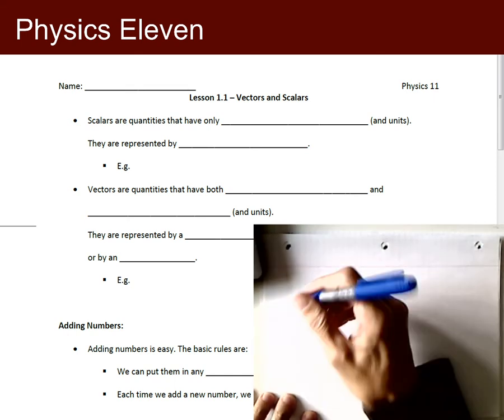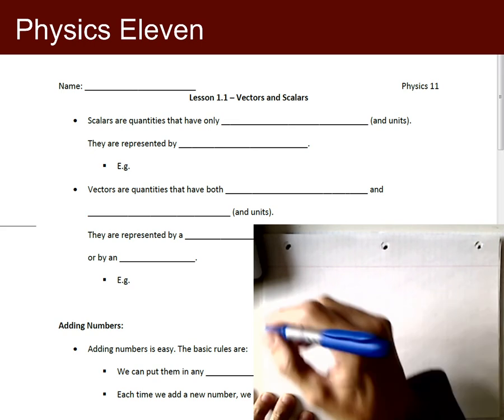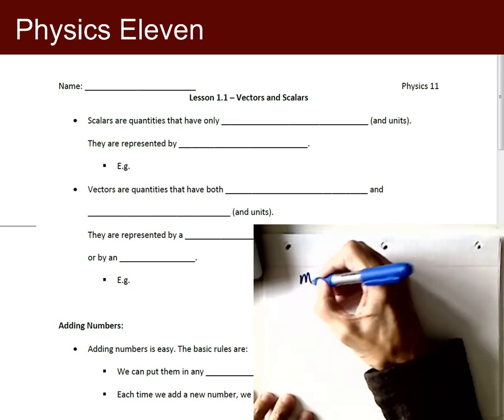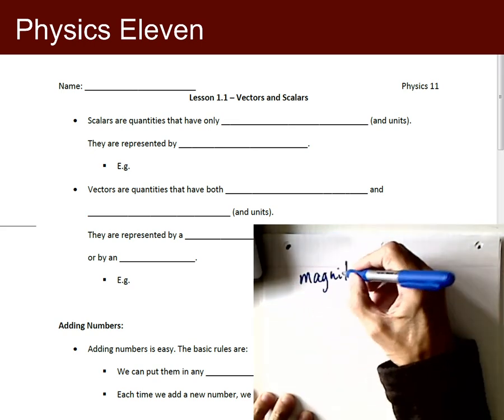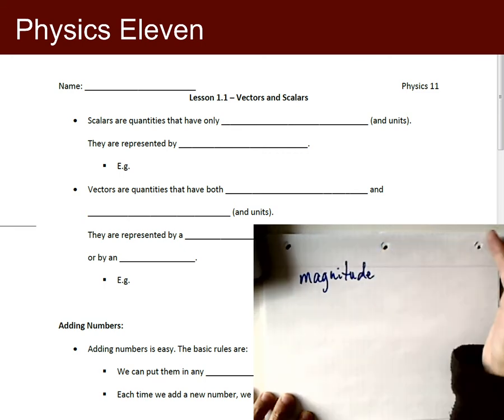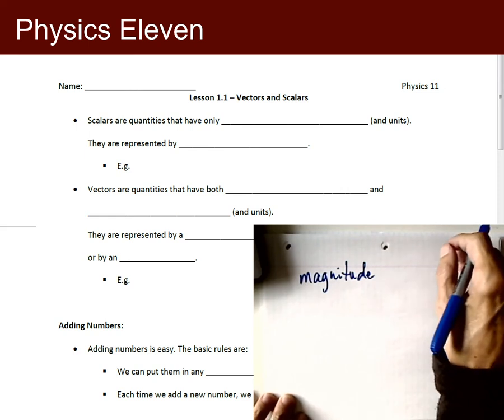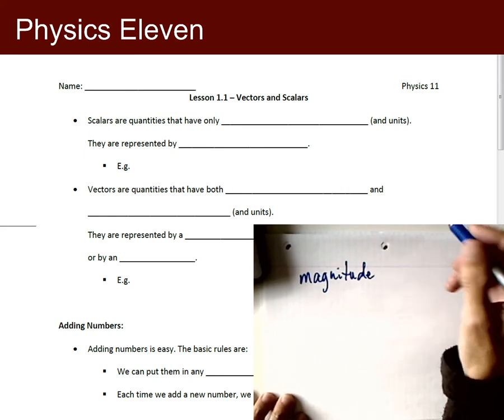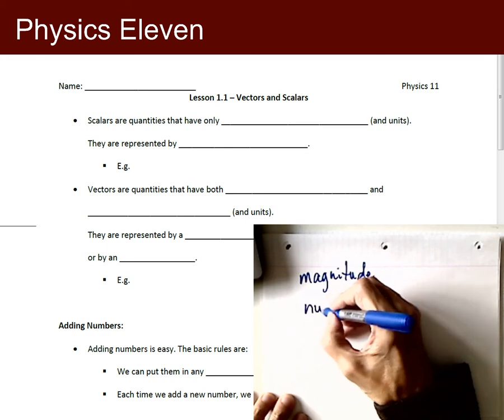Scalars are quantities that have only magnitude. Magnitude is a $10 word for size or amount. They are represented by numbers.